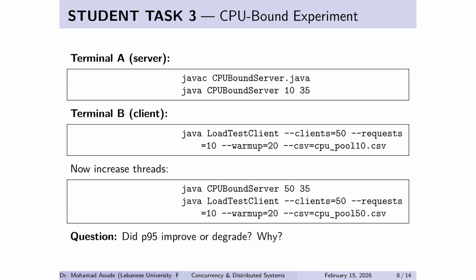Run the CPU-bound server with 10 threads, measure. Then increase to 50 threads, measure again. What happens? CPU usage now goes to 100%. Throughput plateaus, and large thread pools may actually increase P95. Why? Because once the CPU is fully utilized, adding threads does not add compute power. It only adds scheduling overhead. Context switching increases. Cache locality decreases. Concurrency no longer hides waiting because there is no waiting to hide. This is the moment students realize concurrency is not magic speed.